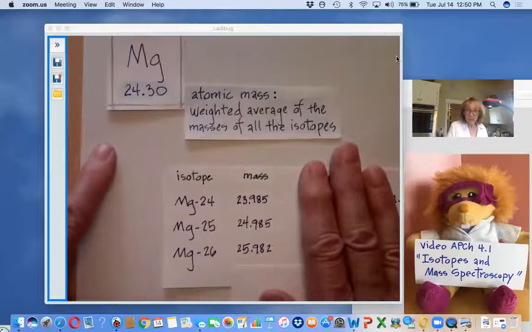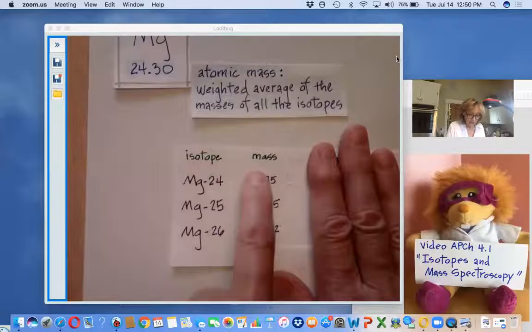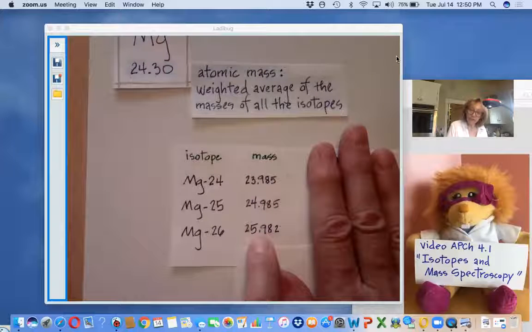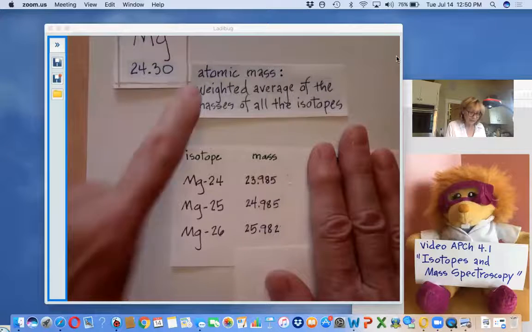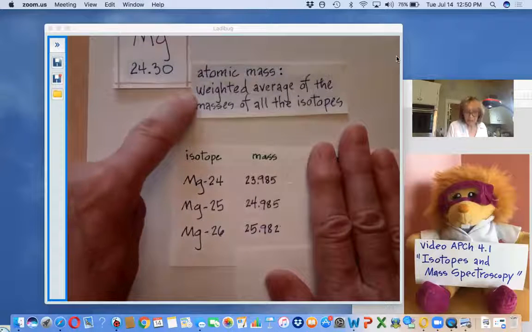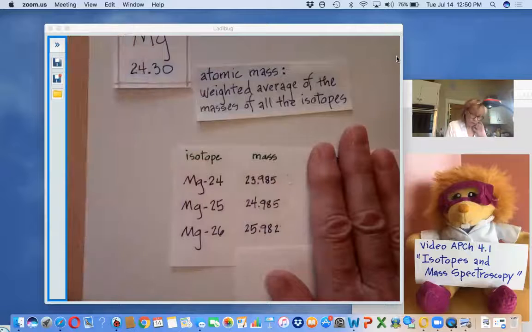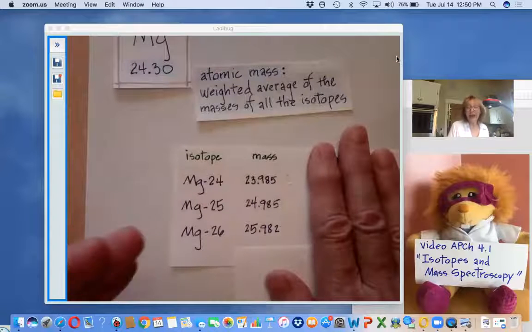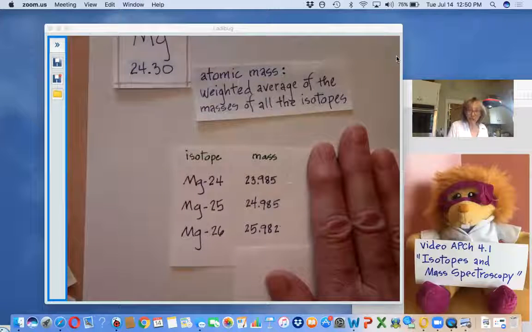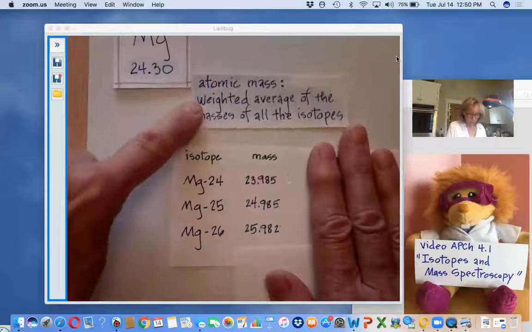Now, you might think it would be appropriate to add these three masses together and divide by 3. That is certainly how we calculate average. But what we're looking for here is not a simple average, but a weighted average. You know how in your classes your tests count for more than your homework assignments do? So the same thing is true when we're getting a weighted average for isotopes.